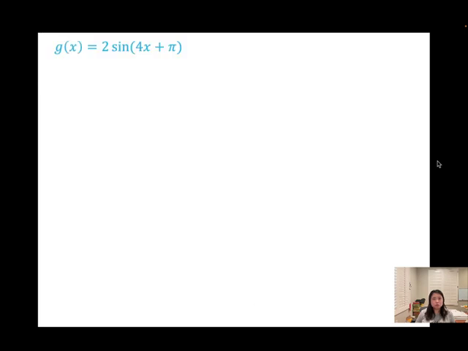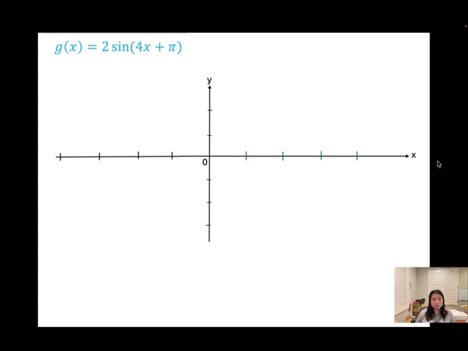Okay, now graph 2 sine 4x plus pi. So the amplitude will be equal to 2. So we have a 2 and negative 2 here. Okay, and then we write down the coordinates here. So the first point, we don't have the reflection, so it's going to start from 0 here. And then the sine curve is going up, so that will be negative pi over 8 and 2. And then going down, 0 and 0. And then like this.